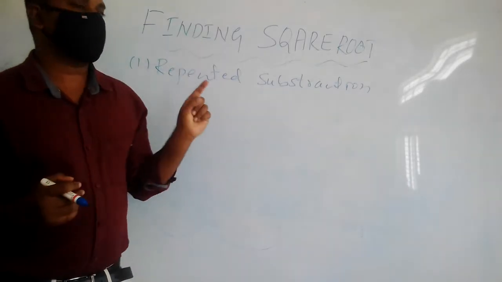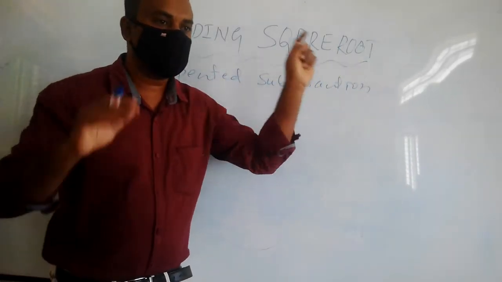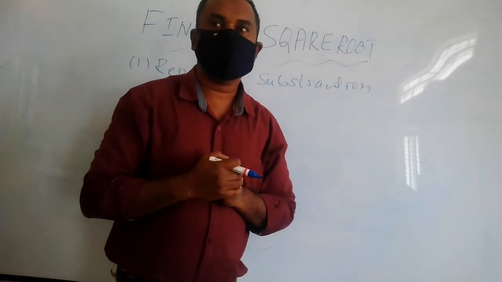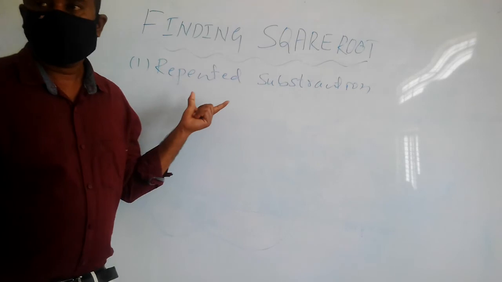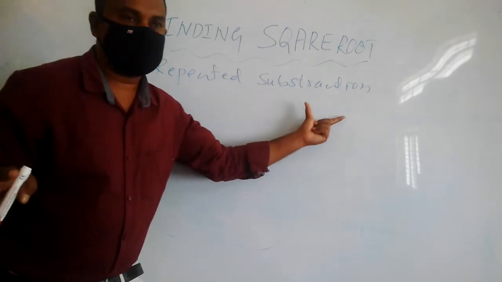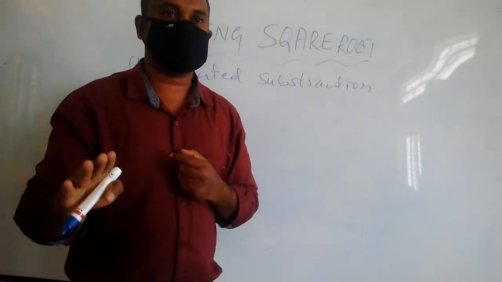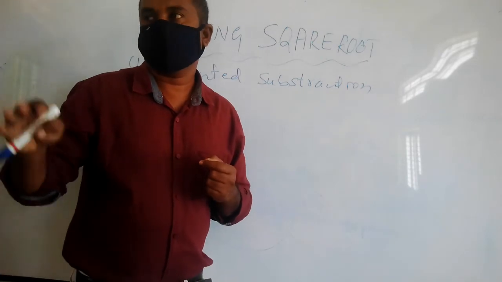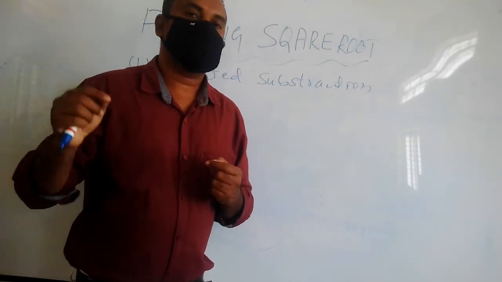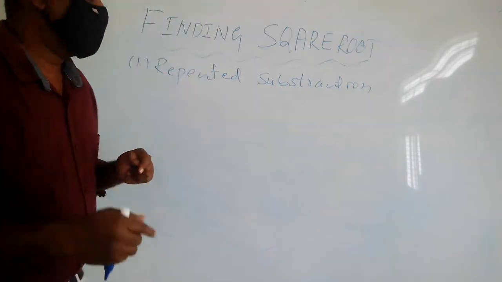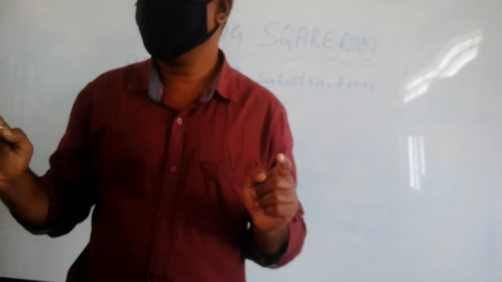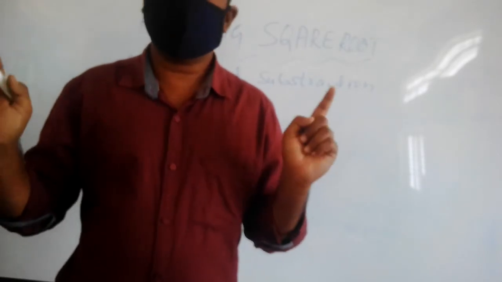Okay, next concept is finding the square root of a given number. In that there are two methods. First one, repeated subtraction. First I will explain repeated subtraction. Next one, finding the square root of a given number by using prime factorization. First, now I will take one square number. Tell me any square number. 81, I will take. Okay. Take 81 here.